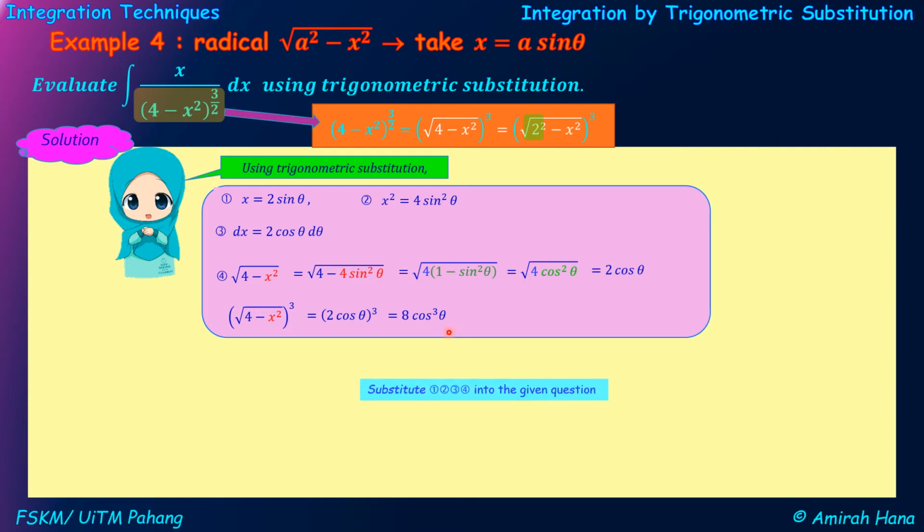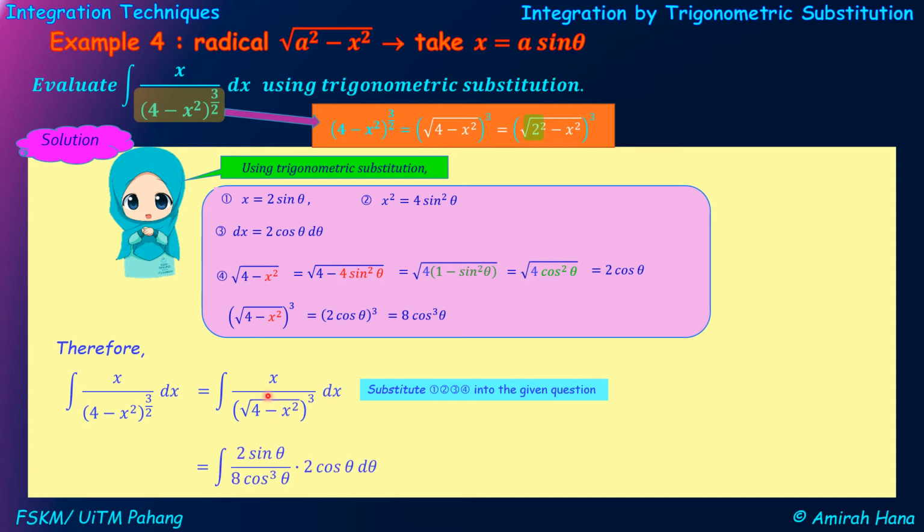Alright, after that we substitute equations 1, 2, 3, 4, all of this into the given question. So therefore, from the given question, the integration of x over (4 minus x squared) to the power of 3 over 2 dx, we can write as the integration of x over the square root of (4 minus x squared) cubed dx.